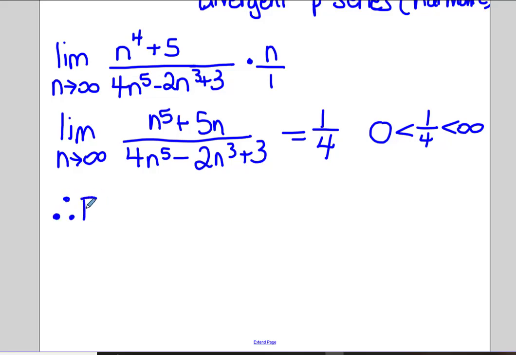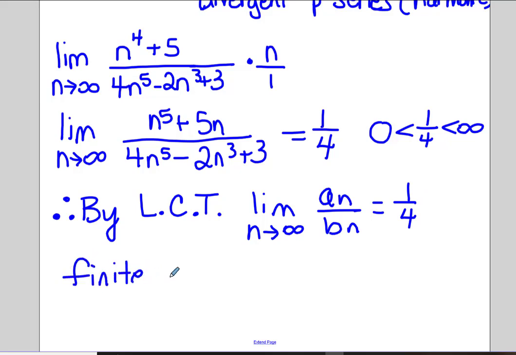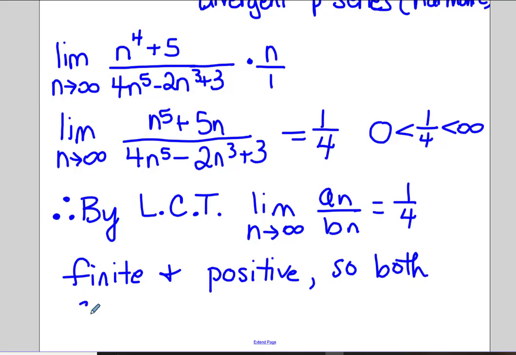Therefore, by the limit comparison test, the limit as n approaches infinity, comparing a sub n to b sub n, is 1/4. It's finite and positive. So both of our series diverge.